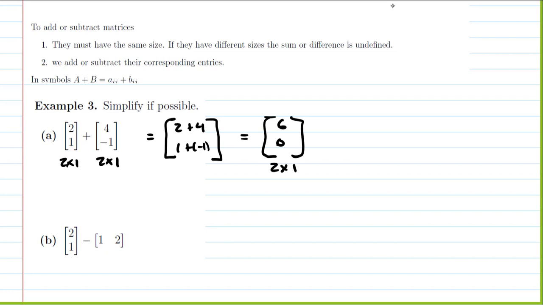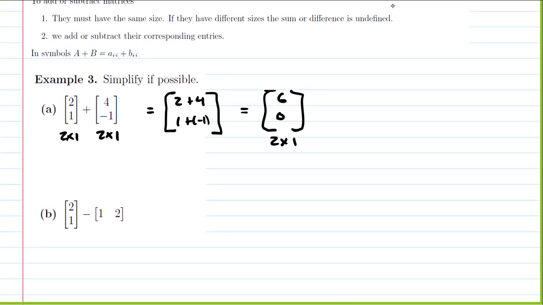So a couple of observations. It says to add matrices, they have to have the same size. When we add two matrices, the result will always be a matrix that has the same size as the two addends. So matrix addition or subtraction, for that matter, will never change the size of a matrix. So we had 2 rows, 1 column, 2 rows, 1 column. Our sum had 2 rows and 1 column.